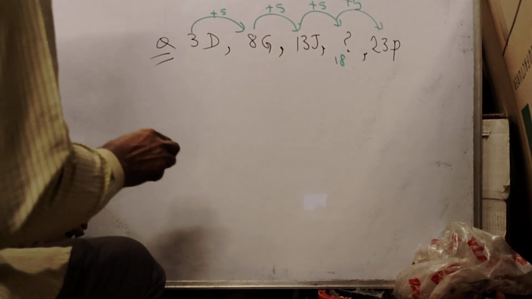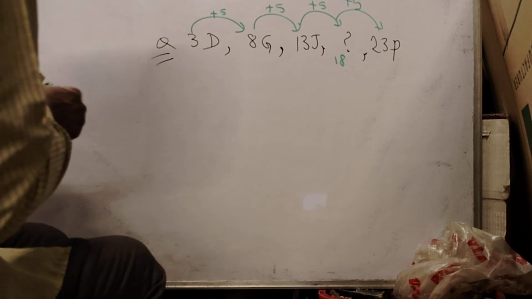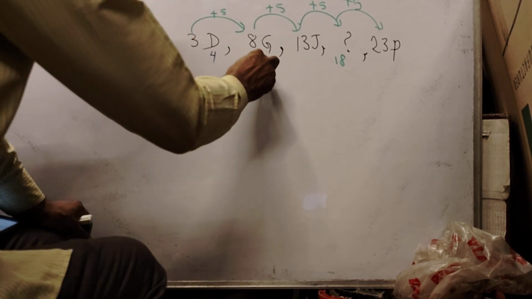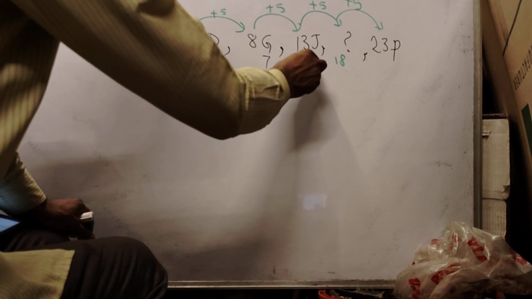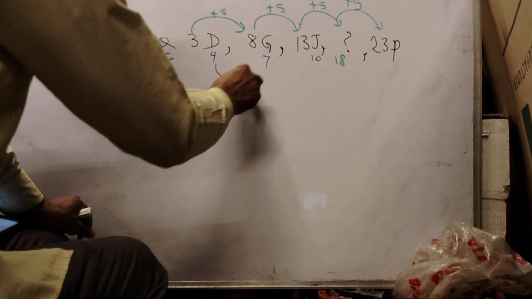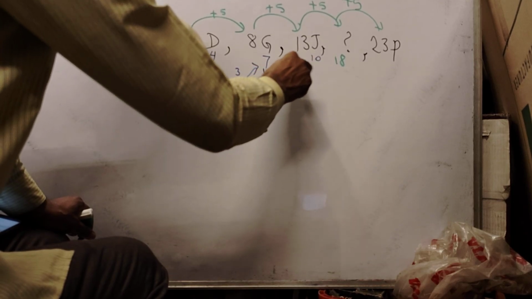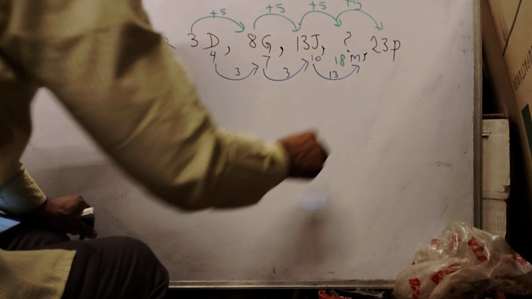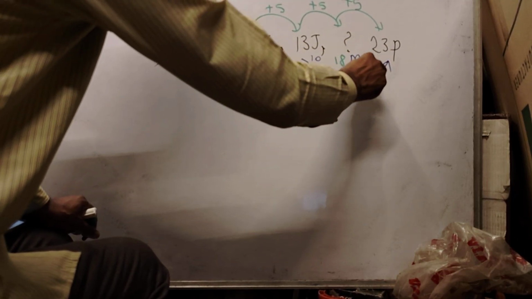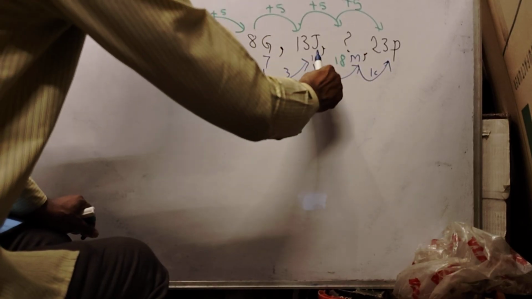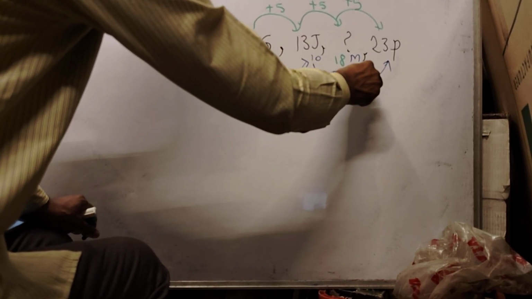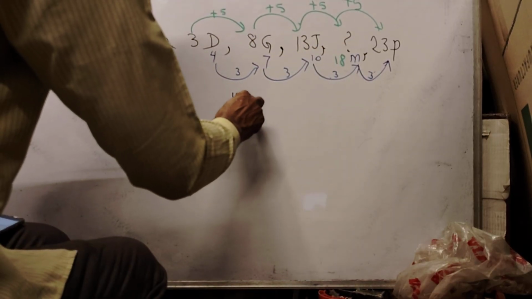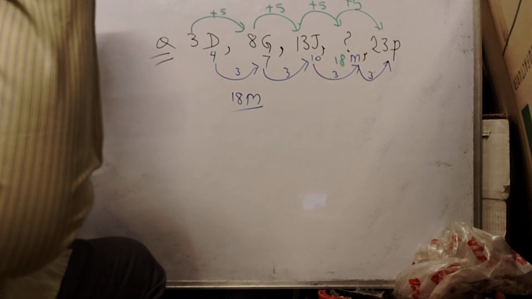But there are two options with 18, B and C, 18L or 18M. In the alphabet, D comes at 4, G at 7, J at 10. So there is a difference of 3 in the alphabet. The next alphabet will come at 13, and that is M. So 18M is the right answer. Gap of 3 is there, so 13 is M. C option.